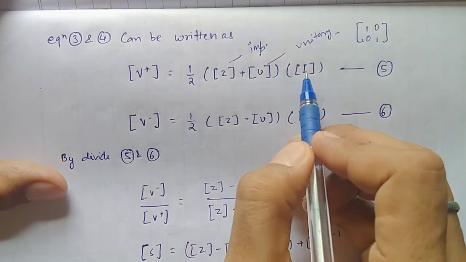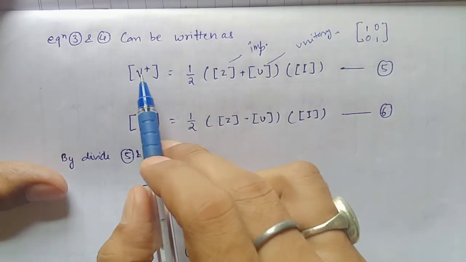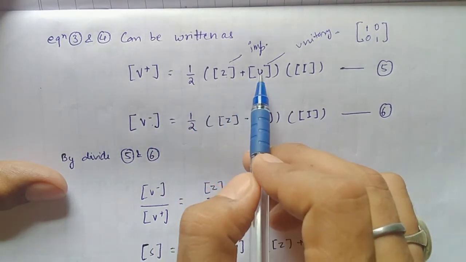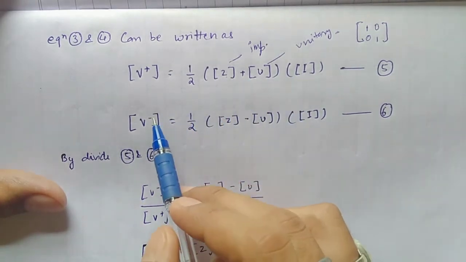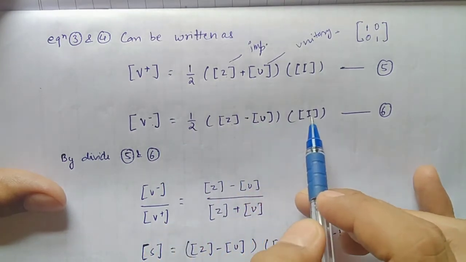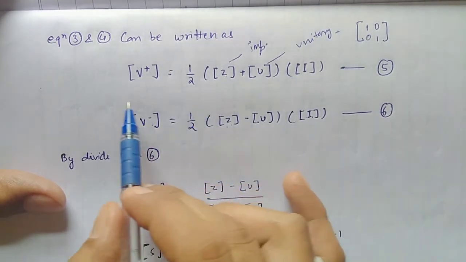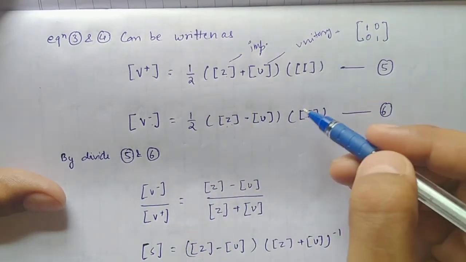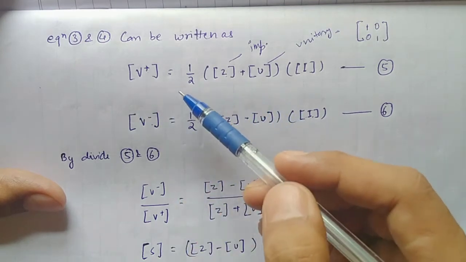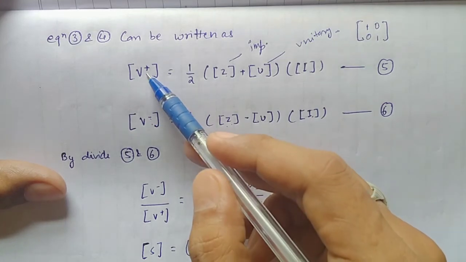If I multiply the current by the impedance, I get the voltage, and with the unitary matrix I get the current. So the previous equations 3 and 4 can be written in terms of impedance plus unitary matrix multiplied by current. In the same way, the V minus matrix is written as 1 by 2 (impedance minus unitary matrix) into current. Now if I divide these two equations, the current will be eliminated and I will get V minus by V plus. I am going to divide because I am going to define the S matrix, and the scattering matrix is nothing but the reflected voltage divided by the incident voltage.